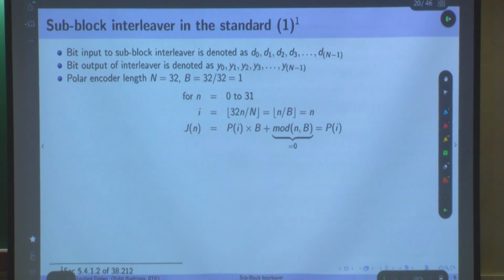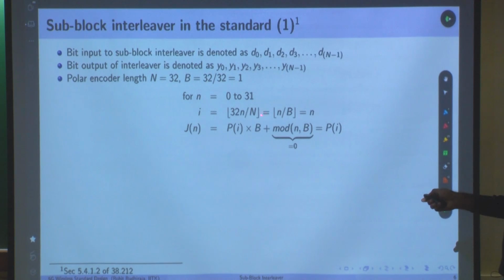Now see this. Based on these indices, P, the interleaver sequence, is given to us. This is the final index being calculated. Now P of i into B plus this: this is the formula according to which we are going to interleave. How does this simplify in this case? That's what we are trying to understand. P of i is a 32 length sequence given to us, and we are multiplying it by B.